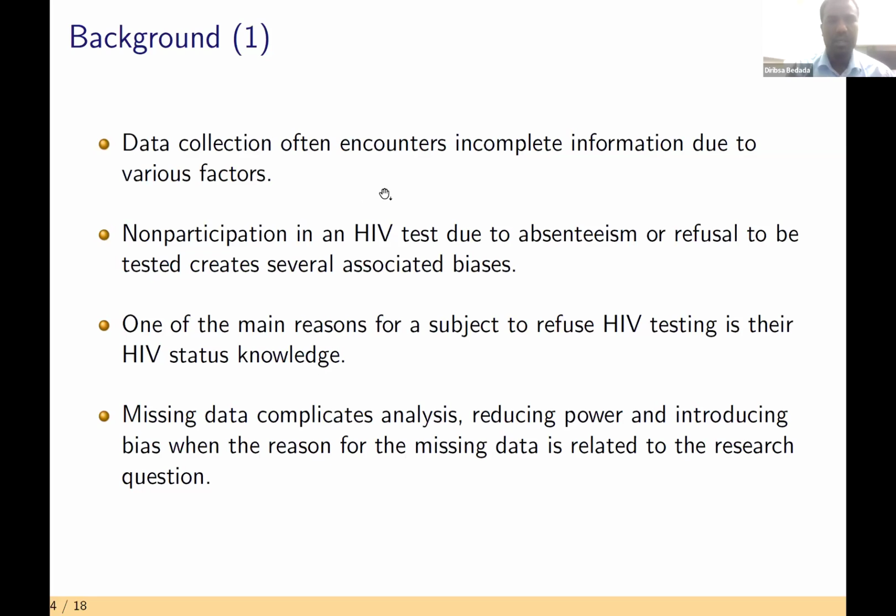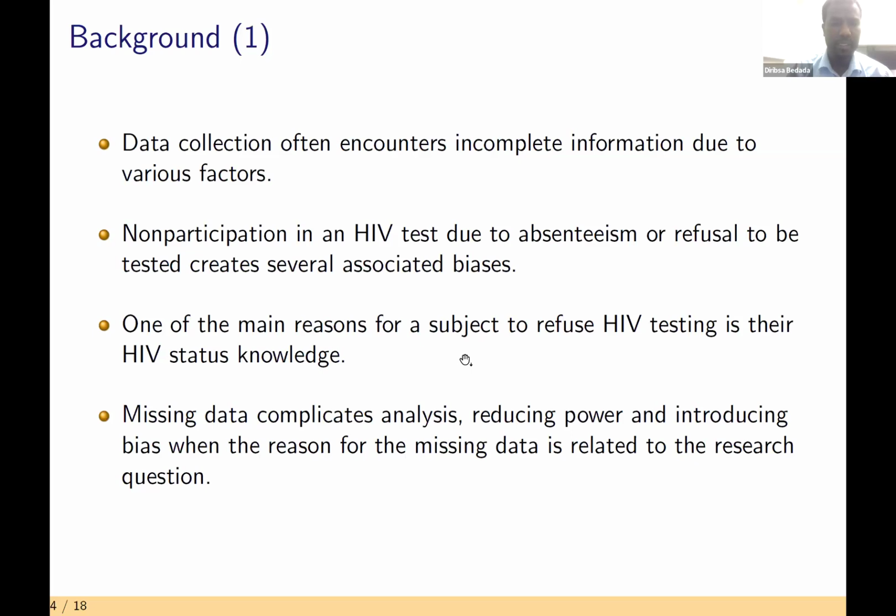So data collection often encounters incomplete information due to various factors, especially in HIV survey research. Missing data is inevitable, and it is a common issue. One of the reasons is non-participation in an HIV test because of absenteeism or refusal to be tested, which can create several associated factors. And one of the main reasons for a subject to refuse HIV testing is their HIV status knowledge.